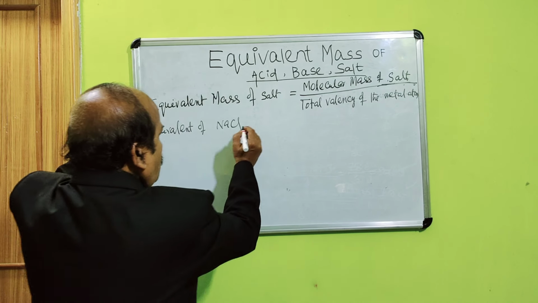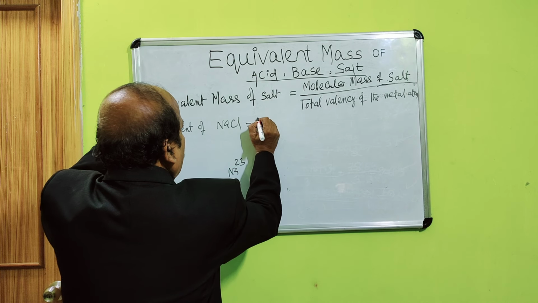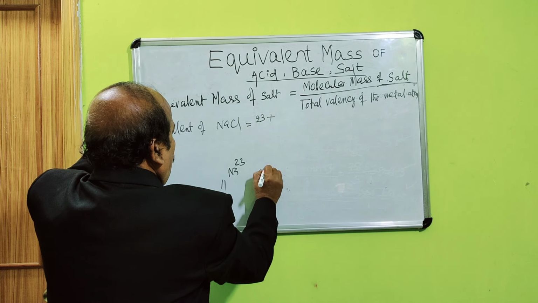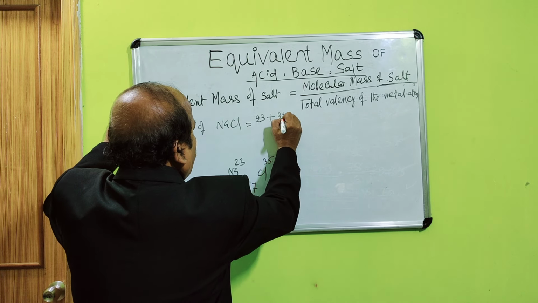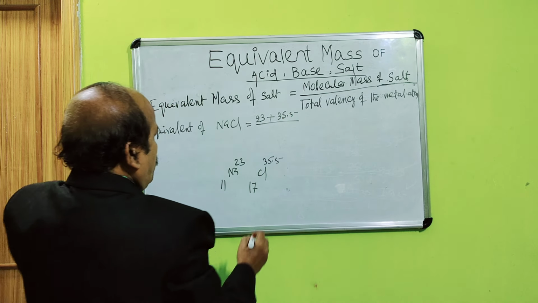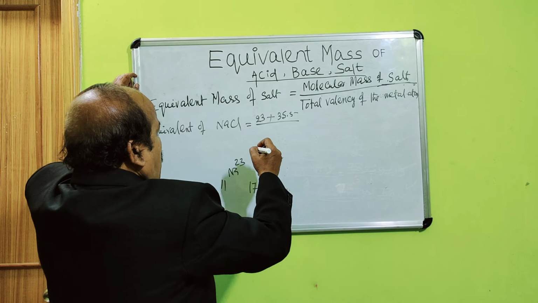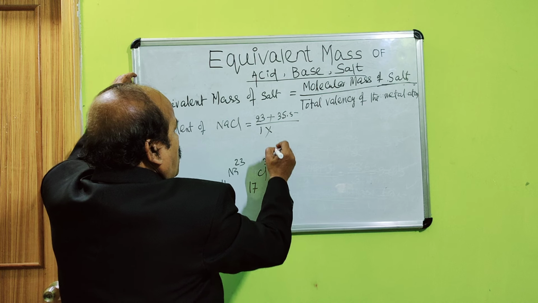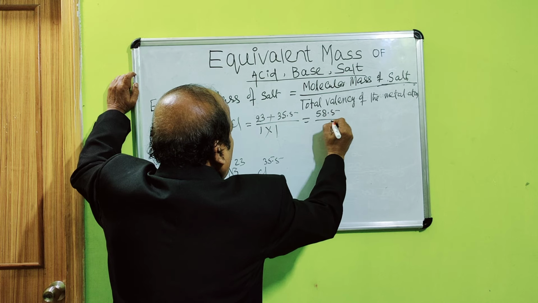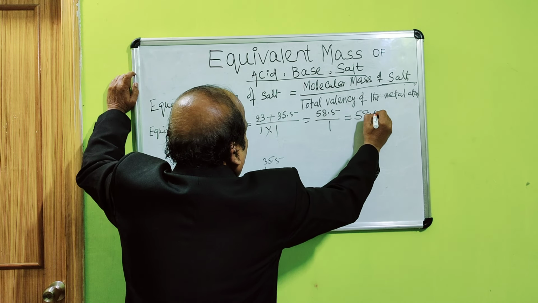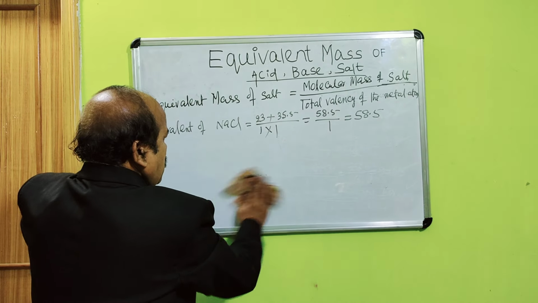Now, molecular mass of salt is equal to sodium, atomic number 11, mass number 23, so 23 I shall write, plus chlorine, atomic number 17, mass number 35.5. I shall write it here 35.5 by. Let me tell you, sodium is present in group 1 of the periodic table. Its valence is 1. Number of sodium atoms is 1. So it is coming about 58.5 by 1, so 58.5 is the equivalent mass of sodium chloride. Now, I shall tell you another example.